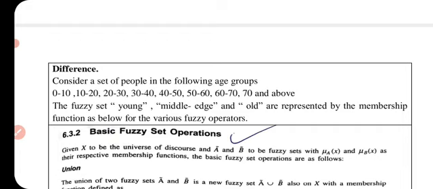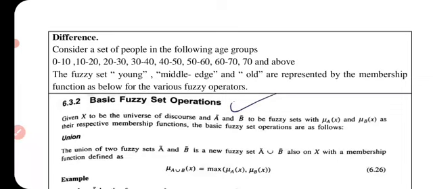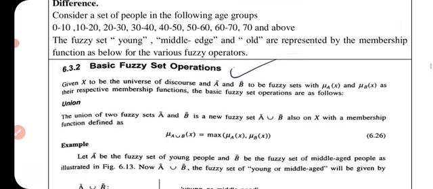So what result do we want? We want the age groups divided into young people, that is, which ages are considered under the young category, under the middle-age category and under the old category. So we will apply the various operators like union, intersection, complement, equality and difference, and from that we will obtain the result in terms of membership function. Okay, let's see one by one.